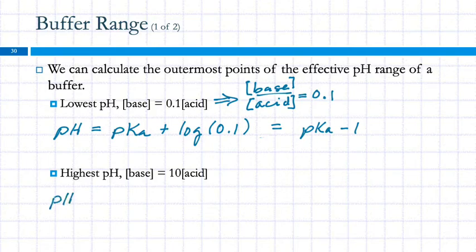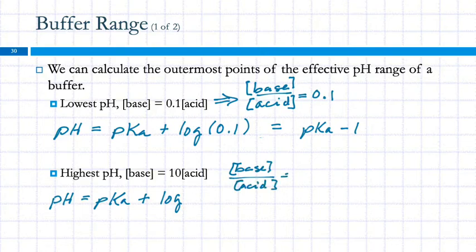The highest pH, pKa plus the log of, now this time, base over acid equals 10, the log of 10, and so that's going to be the pKa plus 1.